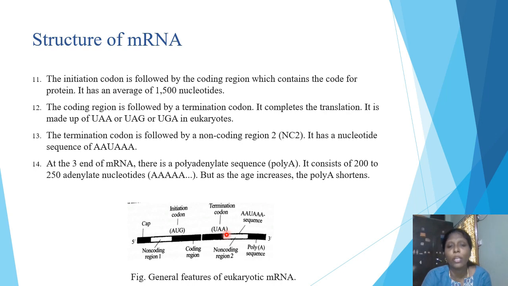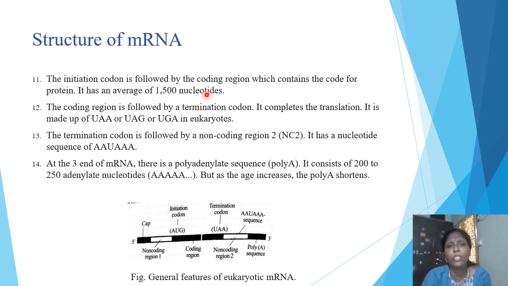Then the other region is the coding region, and the next one is the terminal codon. This terminal codon is usually UAA or UAG or UGA in eukaryotes. At these codons, the formation of amino acids will terminate, will stop. Okay, so these are about the structure of mRNA.